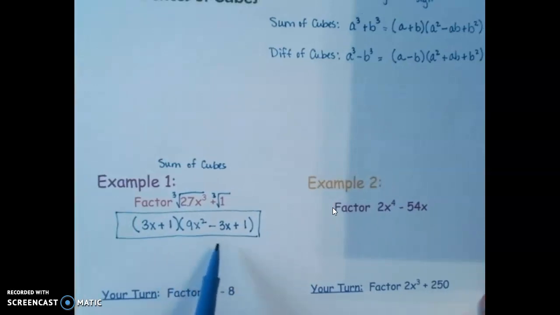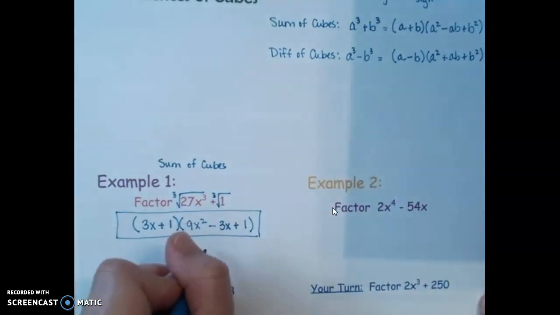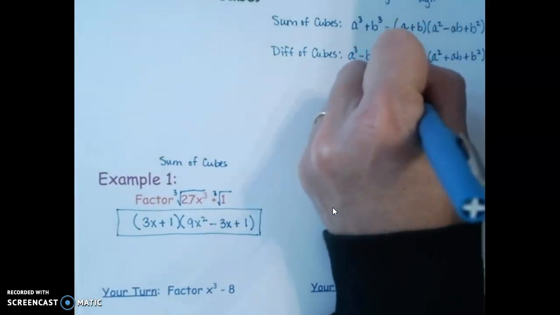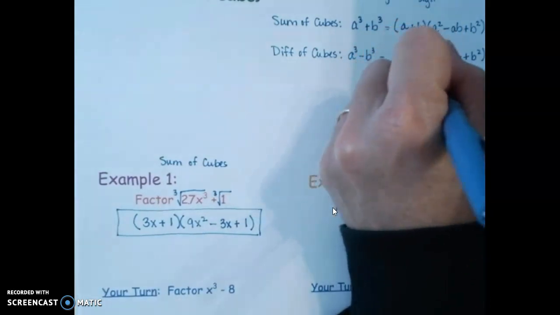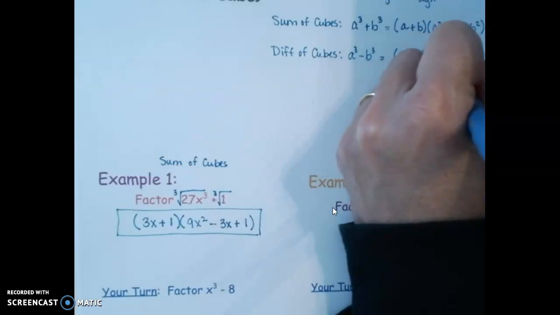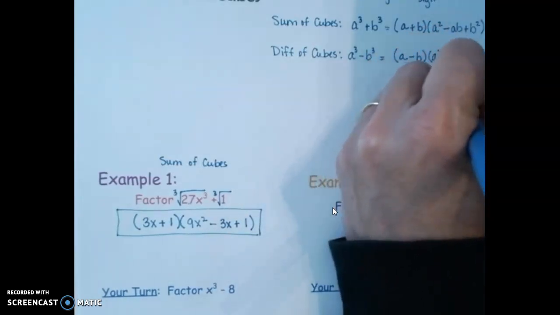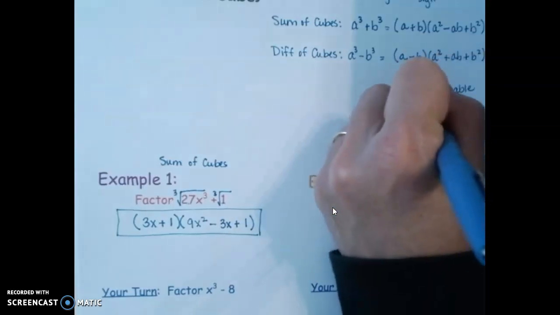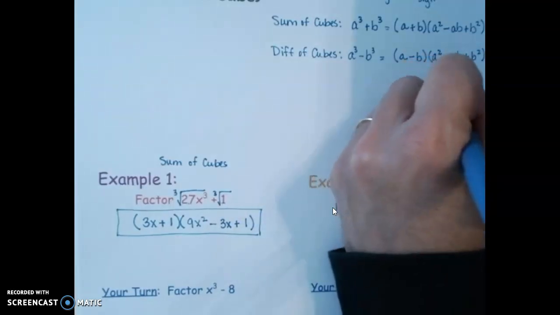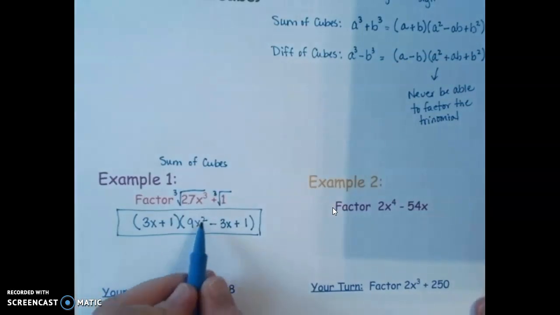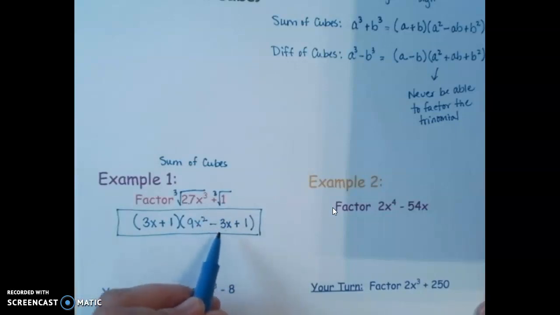The other thing that we need to make note of is you're never going to be able to factor this trinomial. So when you're doing a sum or difference of cubes, you don't have to worry about, do I need to do AC with this? You're not going to be able to factor this. We could do the quadratic formula, but that's not what it's asking us to do. So you'll never have to worry about, do I need to factor this any further?